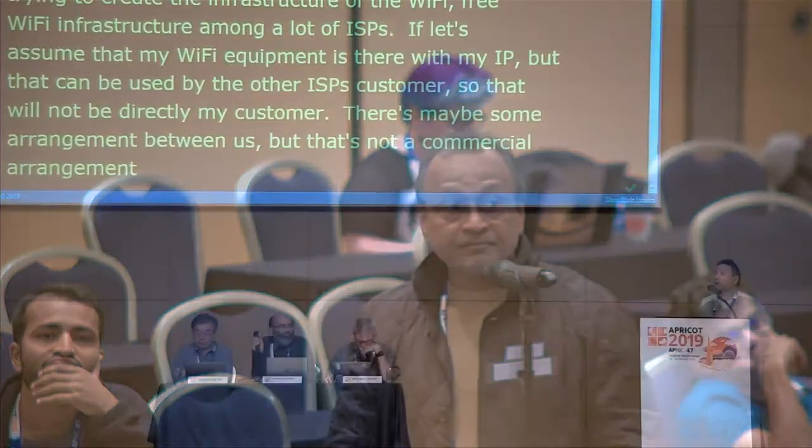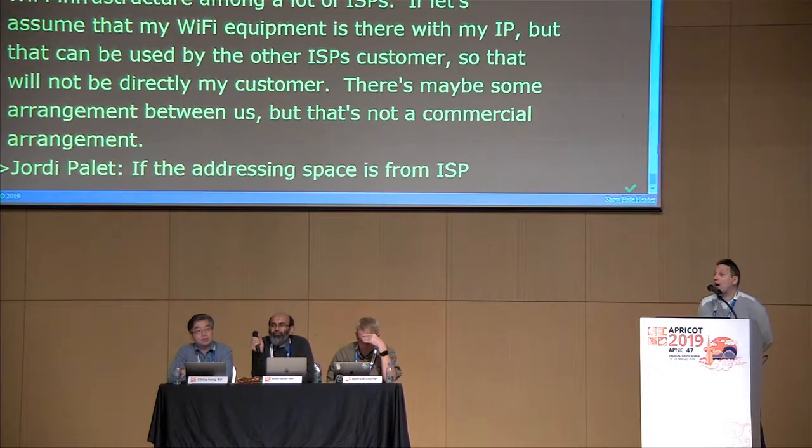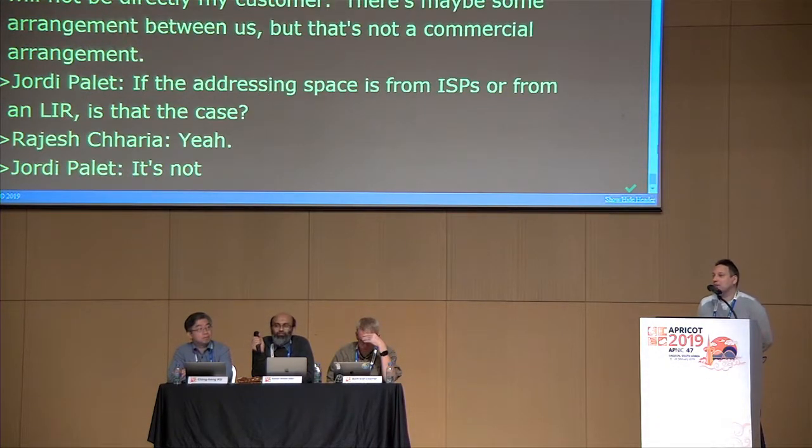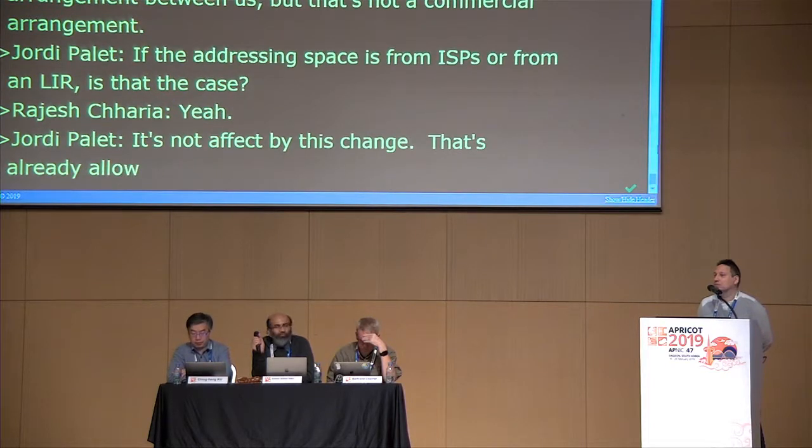Rajesh Charya from ISPI, speaking in my personal capacity. I'm just clarifying Venkat Ramanan's statement. I'm giving the example of India. In India, the government is trying to create a free Wi-Fi infrastructure among a lot of ISPs. Let's assume that my Wi-Fi equipment is there with my IP, but it can be used by another ISP's customer, so that will not be directly my customer. There may be some arrangement between us, but that's not a commercial arrangement. Okay. If the addressing space is from ISPs or from an LIR, is that the case? Yeah. It's not affected by this change. Okay. That's already allowed. Okay. Thank you.